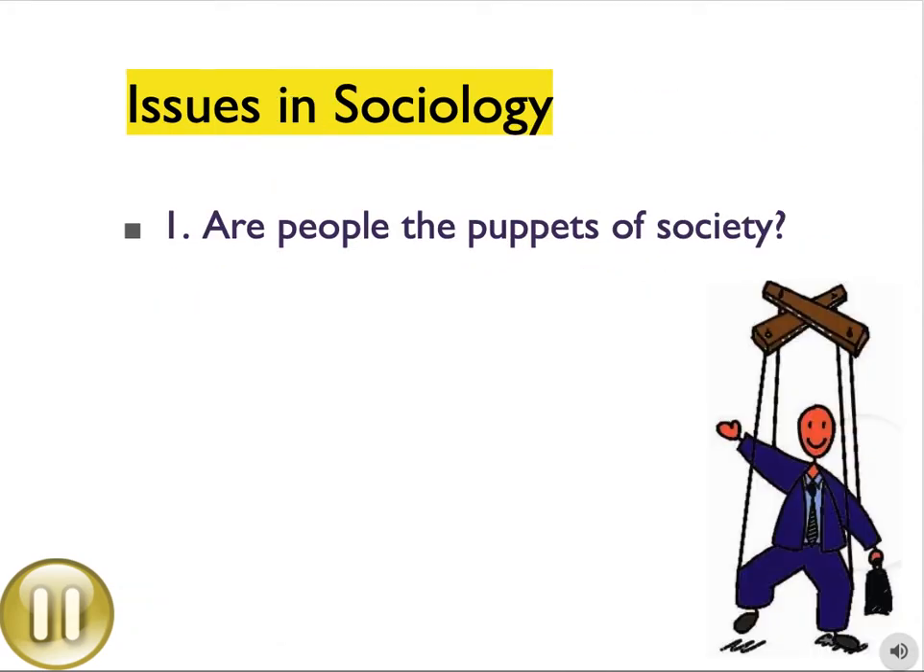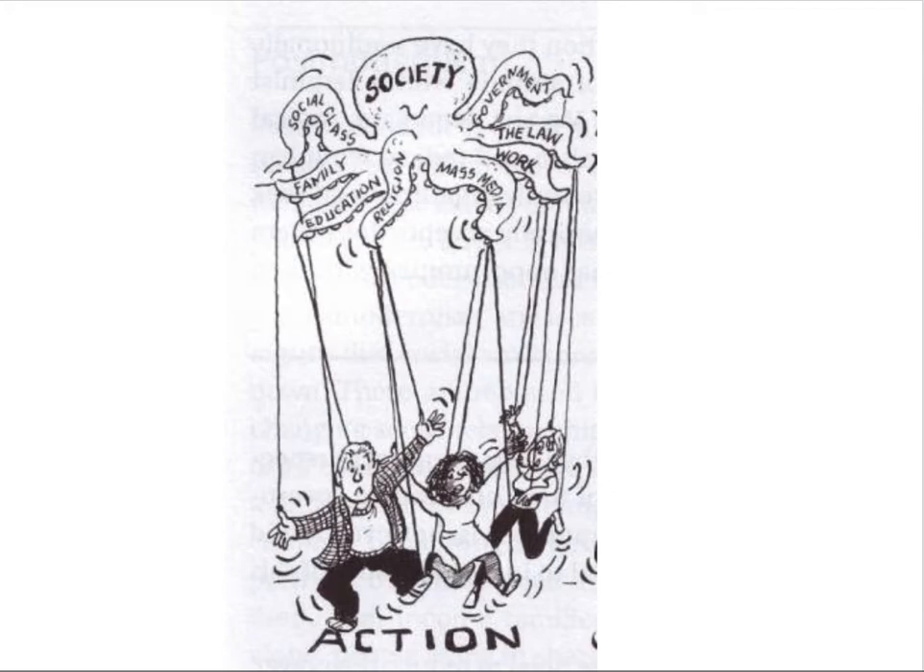I want you to think about some of the fundamental issues that need to be considered when looking at different sociological perspectives or theories. The first one is this: are people the puppets of society? In other words, are you like the individuals in this picture? Are you controlled by something that exists over and above you that controls your actions and behaviours? You can note in this diagram that the thing is in fact called society. The question is, does society control you?